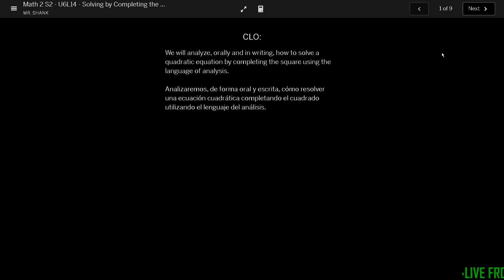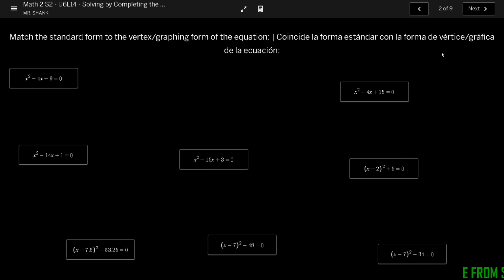But for this, our content learning objective is going to be we will analyze orally and in writing how to solve a quadratic equation by completing the square using the language of analysis. So, first part, what I want you to do is to match the standard form to the vertex form of the equation. And this is kind of what we've been doing before, where we have been graphing these out and being able to see which ones match up.